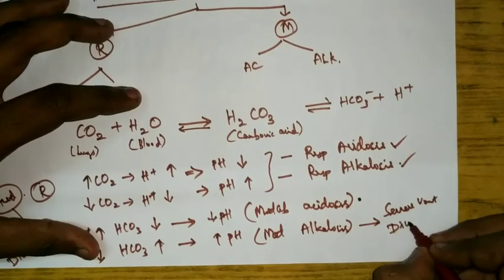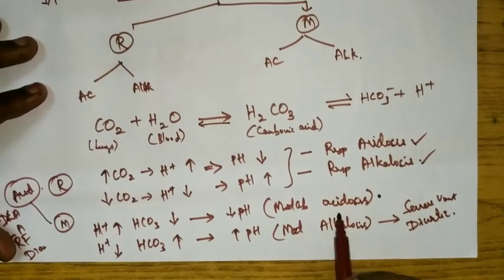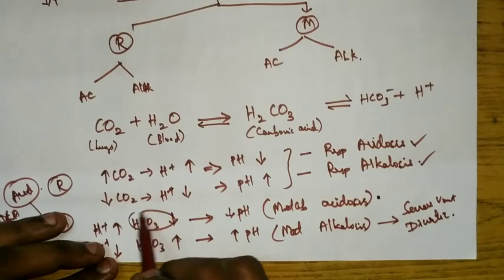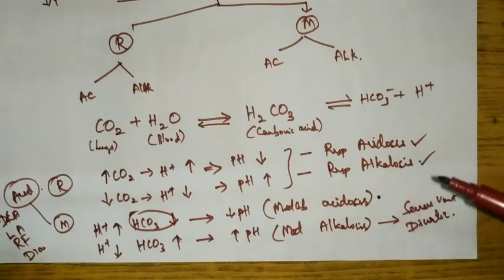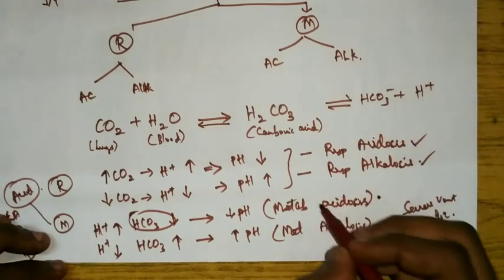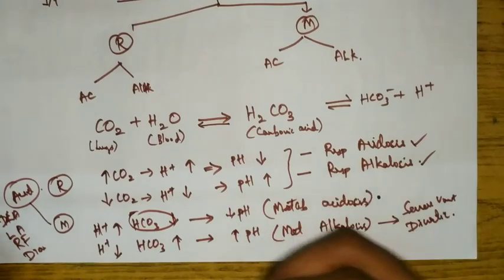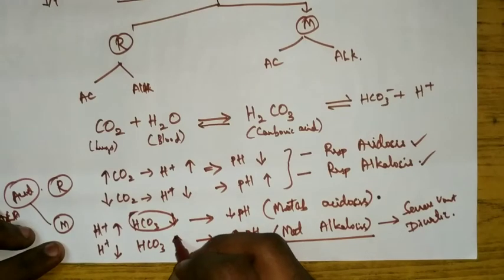and diuretic therapy. The point to be noted here is metabolic acidosis is more dependent on the decrease of bicarbonates rather than the increase of H plus. It is always the decreased amount of bicarbonate which is responsible for the metabolic acidosis. Unlike in respiratory acidosis, we have an increase in H plus. But in metabolic acidosis, we may have an increase in H plus, but it is predominantly a decrease of bicarbonates. And also in metabolic alkalosis, there is increase of bicarbonates.